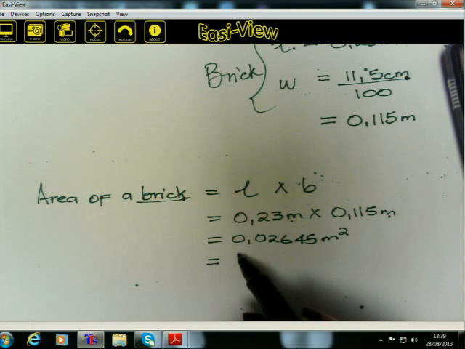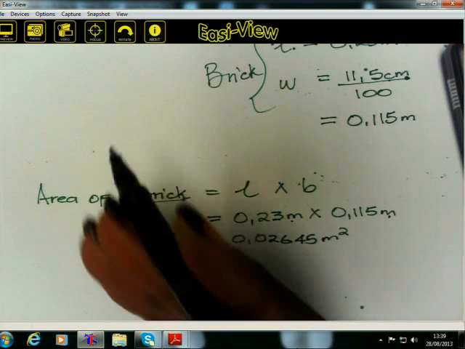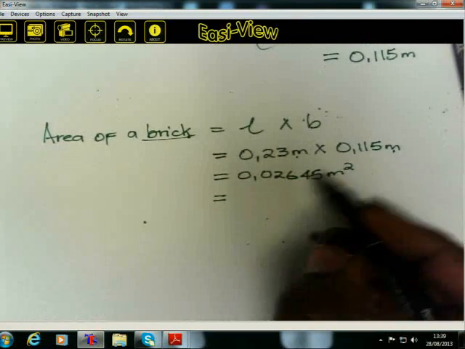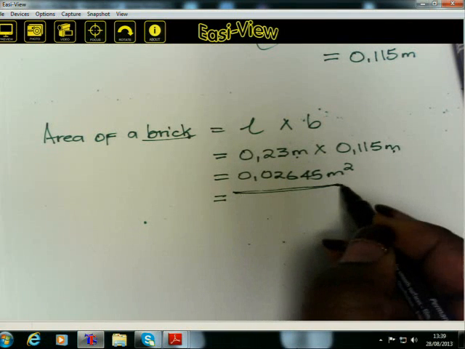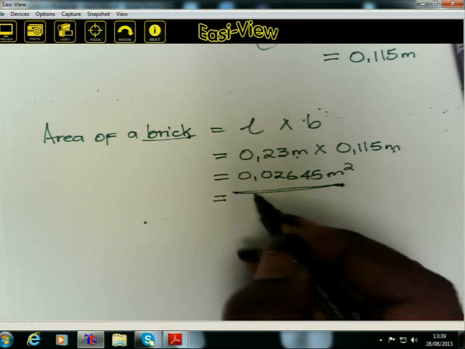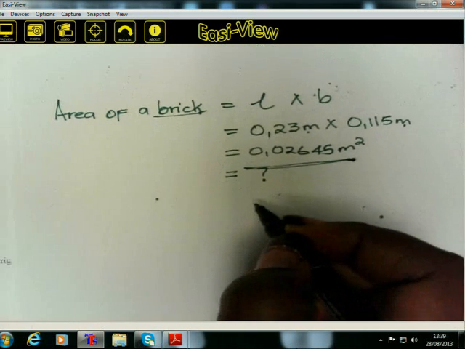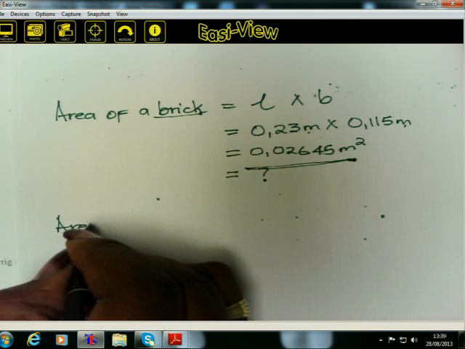Now I would advise that in this case, because we still have some calculations to do, do not round off yet. I know you are told to round off to 2 decimal places, but we can leave it there for so long. And then we can calculate the area of the driveway.